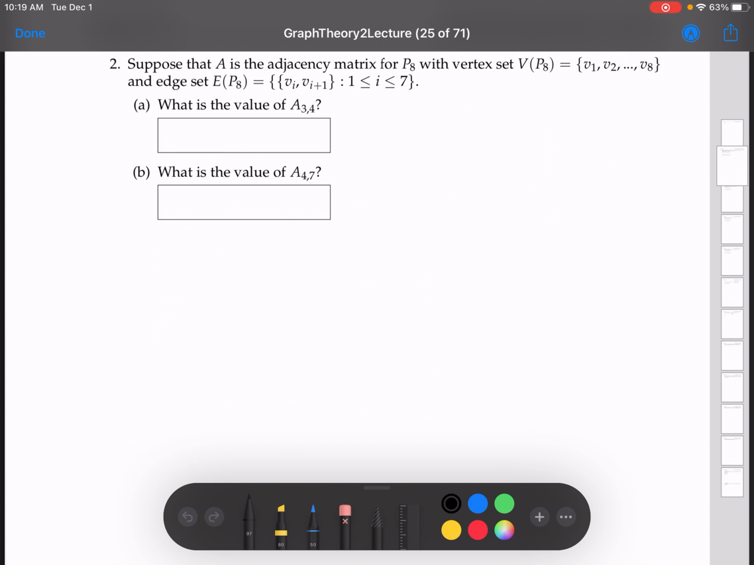In this problem, you have to use the adjacency matrix for P8. This is the path on 8 vertices that we learned about in the Graph Theory 1 worksheet. And I have to be specific about exactly what the vertices are and what the edges are for there to be one correct right answer. And I'll show you why that is in just a moment.